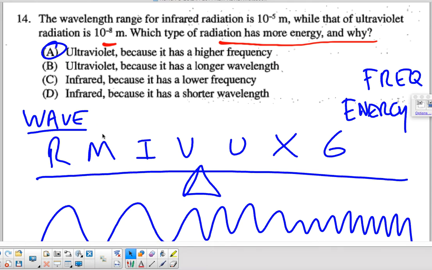And as you go from radio waves to microwaves to infrared to visible light, the energy is increasing and so is the frequency, but the wavelength is decreasing. So ultraviolet has a higher frequency compared to infrared. So if you look, ultraviolet's here, infrared's there.